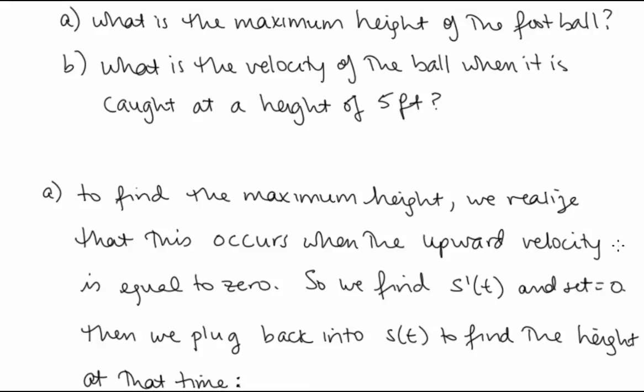So we need to find at what time the football stopped increasing in height and starts to decrease in height. At that point, the velocity of the football is 0. So we want to find s prime of t, the velocity function, and set it equal to 0. That's going to give us the time at which it reaches its maximum height. Then we're going to take that time, plug it back into the distance function, into the height function, and get that maximum height value.